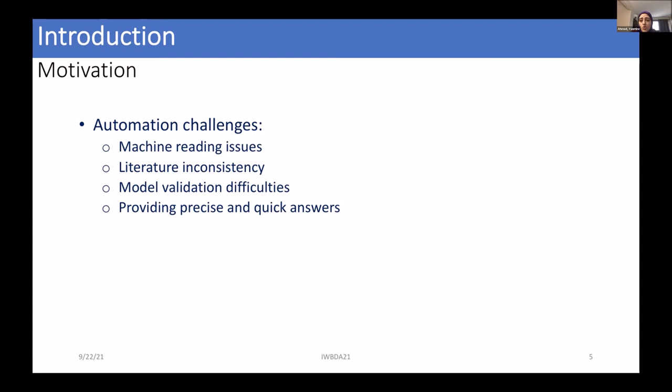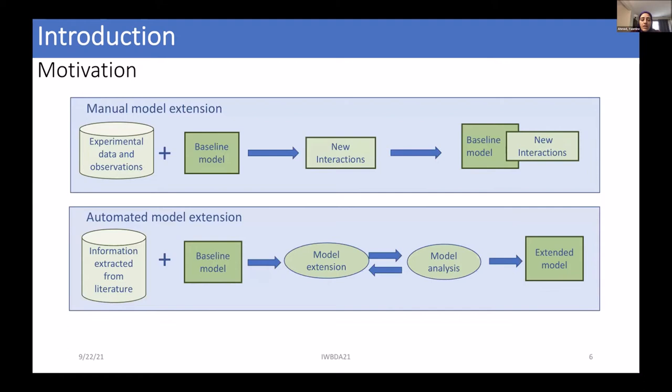So here is a manual model extension pipeline versus an automated model extension pipeline. For the manual pipeline, there's a baseline model that has been created manually, and then there are experimental data and observations. From those two inputs, we can extract the new information or new interactions that can be added to the baseline model. For the automated pipeline, we have information extracted from literature and a baseline model. Then a model extension module will assemble the most relevant information into the baseline model. Then we analyze the assembled models and find the best extended model.